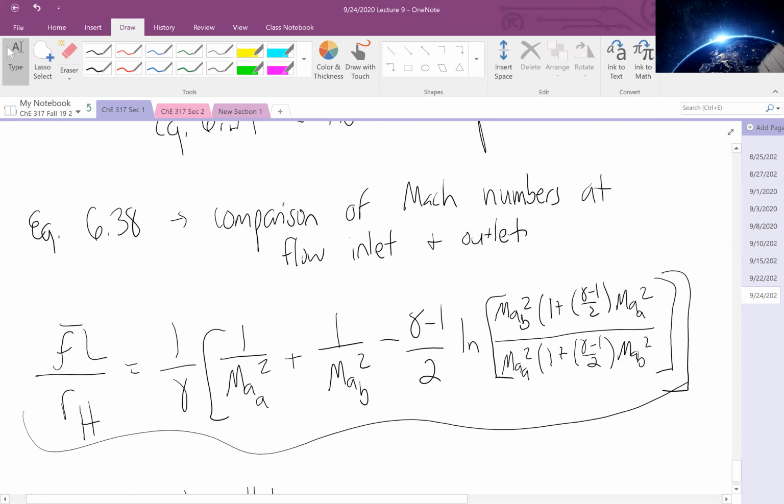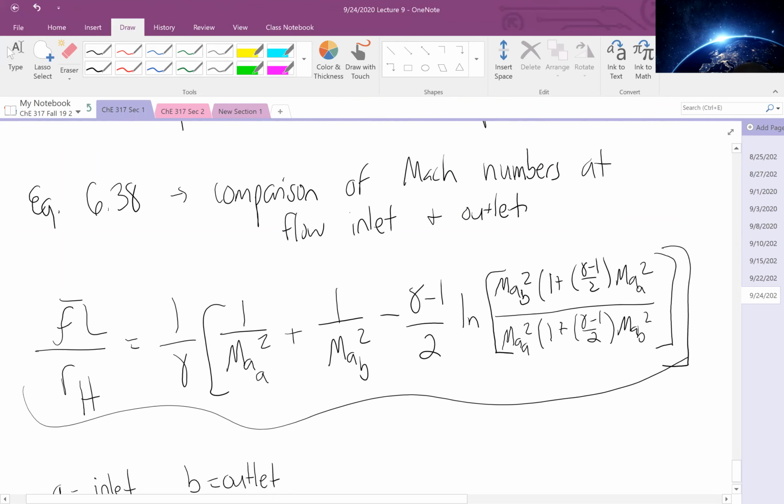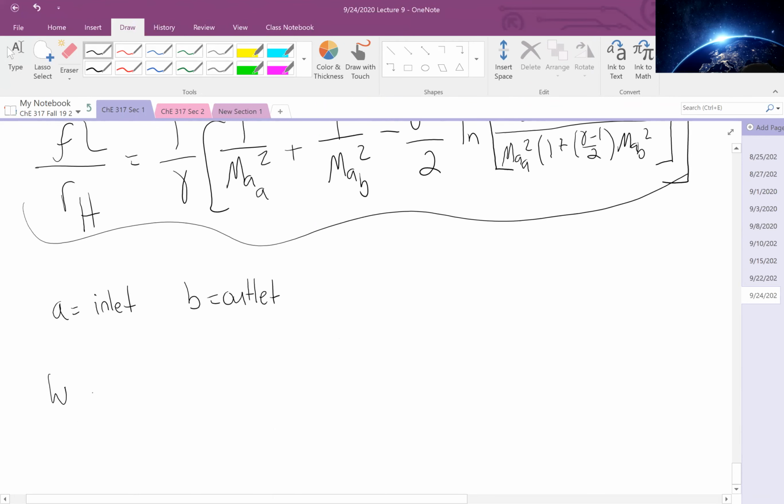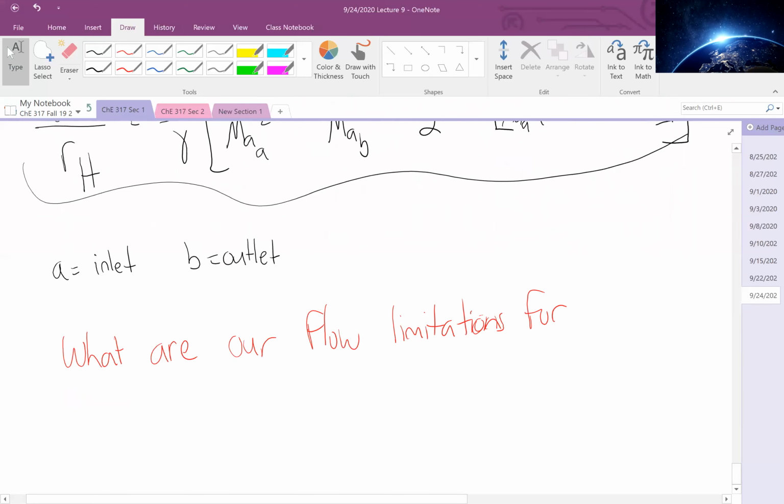One important thing that we often have to consider is, what are the limitations? Here, I'll do it in red. I like putting questions in red. What are our flow limitations for compressible flow?